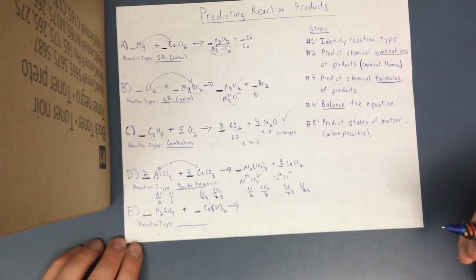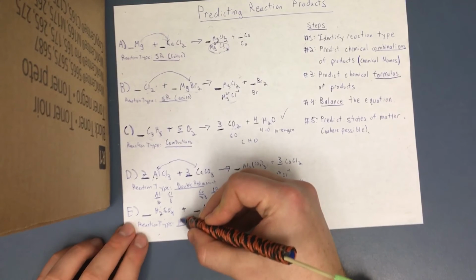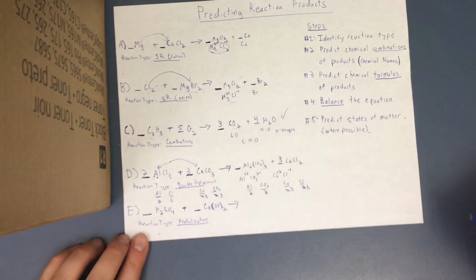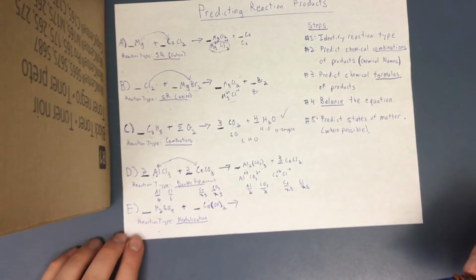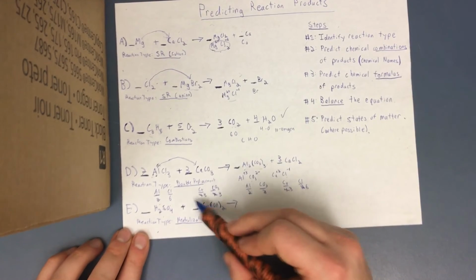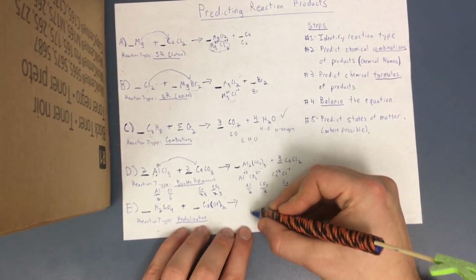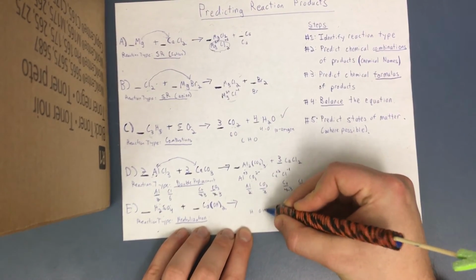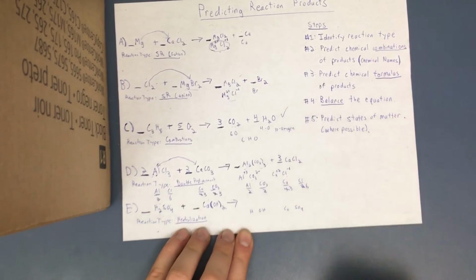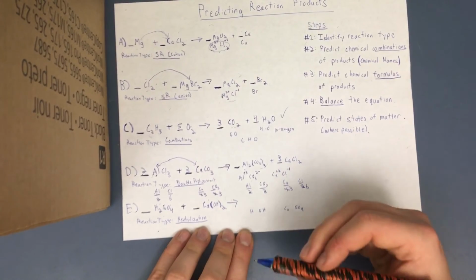But this isn't just a normal double replacement, this is an acid combining with a base, so we know that this is a neutralization. As far as predicting reaction products go, a neutralization behaves exactly the same as a double replacement reaction. H will go with OH, and calcium will go with sulfate. So we know our products are H with OH and calcium with SO4. So we know what our products are.